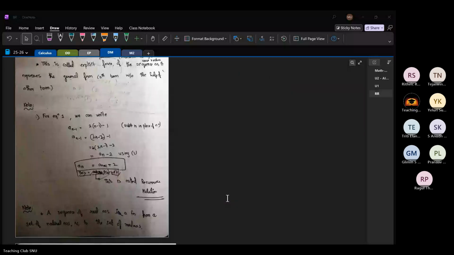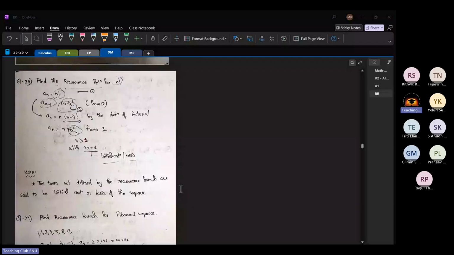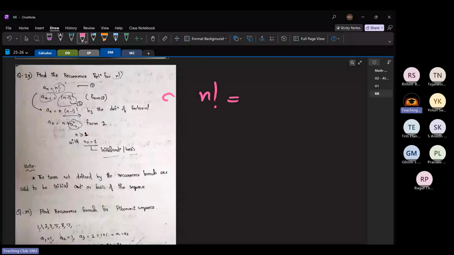Now, these are just a few examples for you to understand recurrence relations before going into it. I didn't see that in your notes, but I just want to cover this. What is the recurrence relation for n factorial? We very well know this. Let's say a_n is equal to n factorial. We know that n factorial is n into (n minus 1) factorial. So in that case, we can say a_n is equal to n into a_(n minus 1), right?